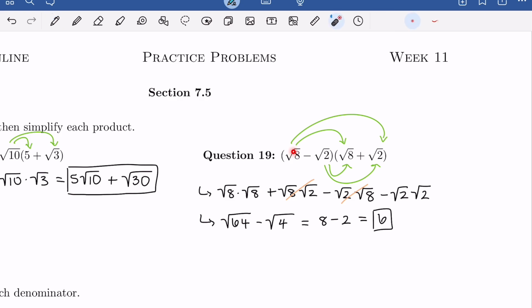Now, looking at this example here, I just wanted to point out that this guy here in this binomial is what's called the conjugate of this one. And we'll touch on that a little bit more in a couple examples here. But essentially, the conjugate of a term here is, for example, if we have the difference of these two terms, the conjugate is going to be the sum of those two terms, and vice versa. If we have the sum of two terms, then the conjugate is going to be the difference of those guys. And we'll go over this in the next couple examples here.